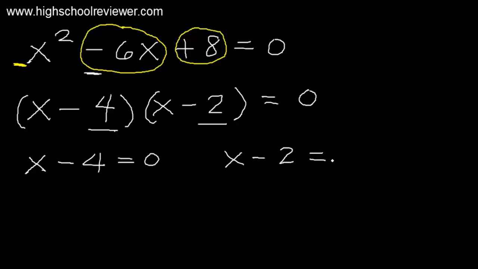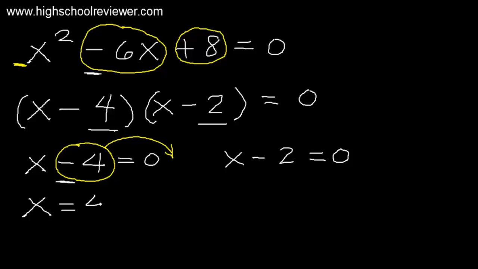2 equals 0. To find the value of the first x, we will just transpose or transfer negative 4 to the other side. If we transpose negative 4, it will change its sign. What will be left on the left side will now be positive x. And if we transpose this to the other side, it will change its sign. It will become positive 4. So our x sub 1 here is positive 4.